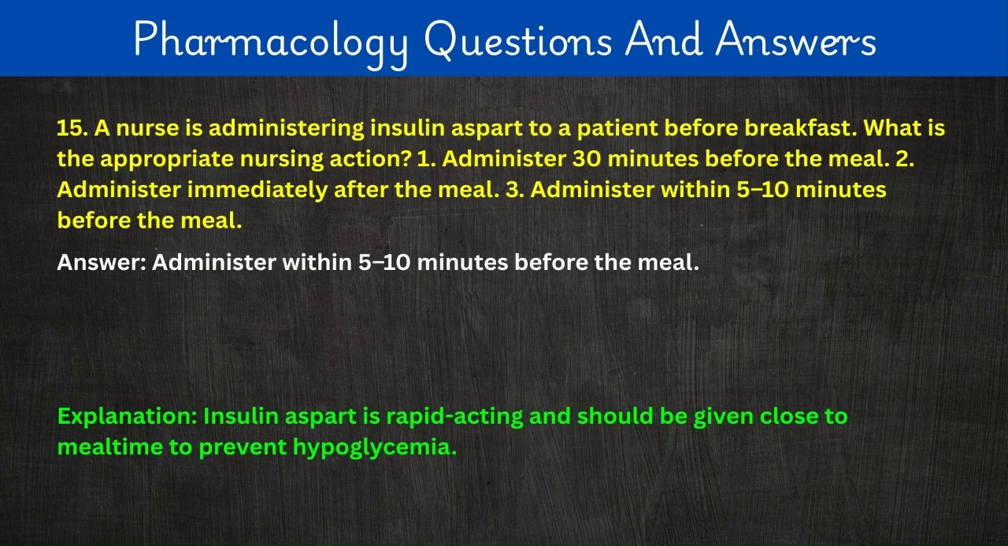15. A nurse is administering insulin aspart to a patient before breakfast. What is the appropriate nursing action? 1. Administer 30 minutes before the meal. 2. Administer immediately after the meal. 3. Administer within 5 to 10 minutes before the meal. Answer: administer within 5 to 10 minutes before the meal. Explanation: insulin aspart is rapid-acting and should be given close to mealtime to prevent hypoglycemia.